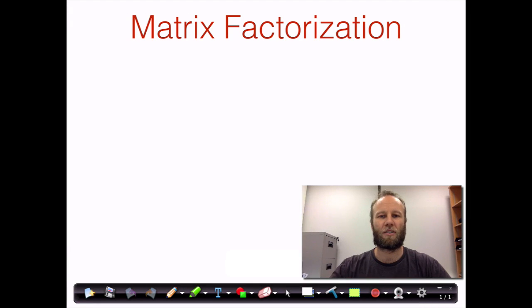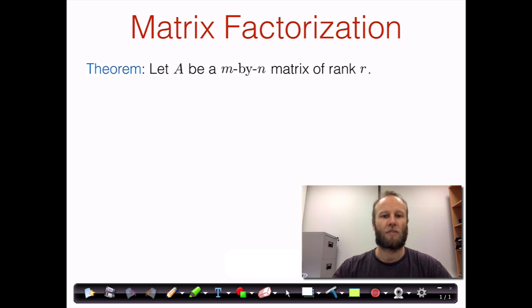In this video, I want to talk about one more consequence of the basis for the column space that we found. This consequence is expressed as what's called a matrix factorization. So say we have some matrix A. It can be an arbitrary rectangular matrix. Say it has m rows and n columns. And say that it has rank r. So the dimension of the column space is equal to r.